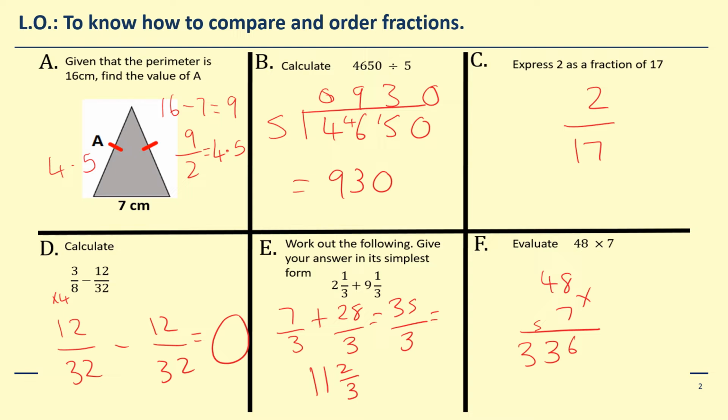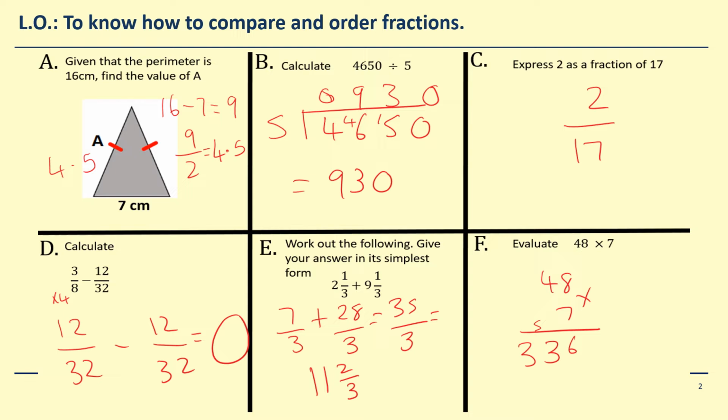If you have done question 1 correctly, or question A, you know how to find a missing side in an isosceles triangle. If you've answered question B correctly, you know how to do short division. If you have answered question C correctly, you know how to write one number as a fraction of the other. If you've done question D correctly, you know how to subtract fractions with different denominators. If you have done question E, you know how to add mixed numbers. And if you have done question F correctly, you know how to multiply a two-digit number by a one-digit number.